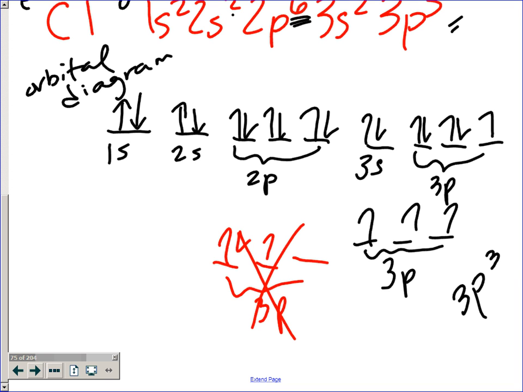Okay, so that's an electron configuration, that's an orbital diagram. So let's talk about just a little bit more that we can figure out now from these orbital diagrams. First off, how many unpaired electrons are in chlorine? 1 unpaired electron, because all the rest of these are paired.